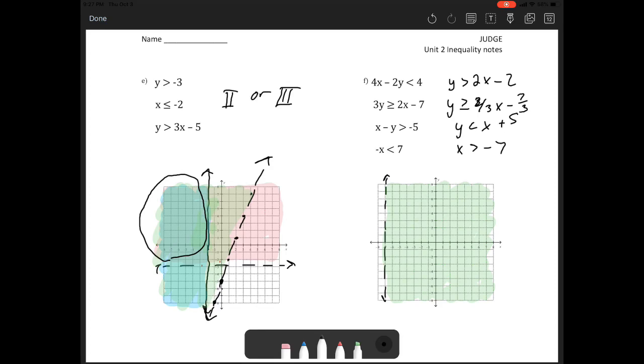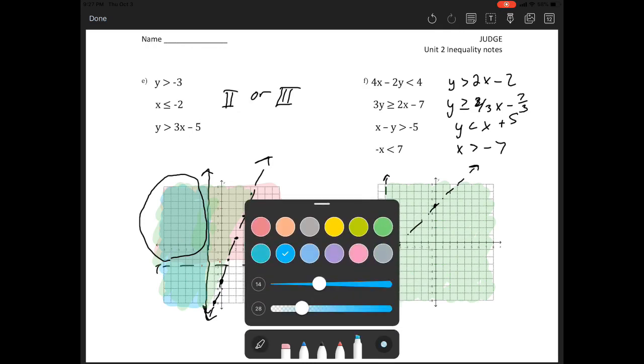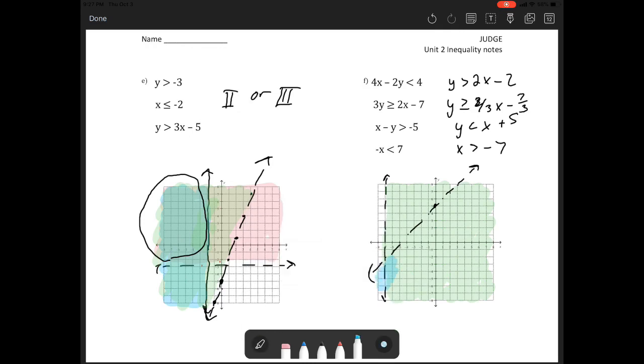Okay, and then I'm going to go to my next one. So it starts with our plus 5 here, and then it goes up 1, over 1, up 1, over 1, down 1, over 1, down 1, over 1, because the x is the slope. Okay, so it's going to be dotted again because it does not have an equal sign, and it's everything less than it. So I'm going to put that in blue, and it's going to be everything less than it. So all of this section is going to be included.